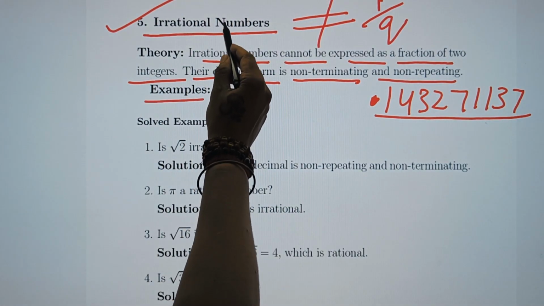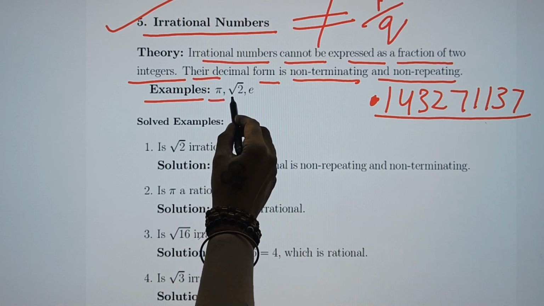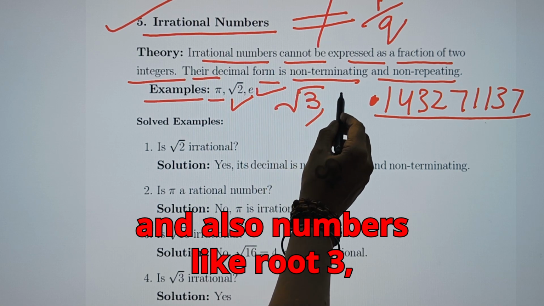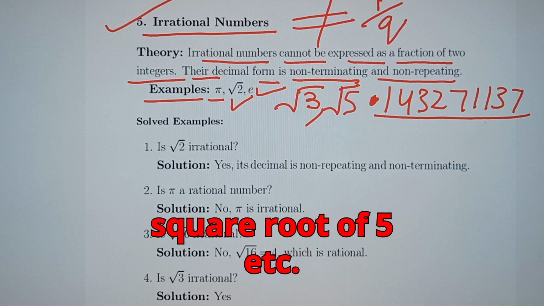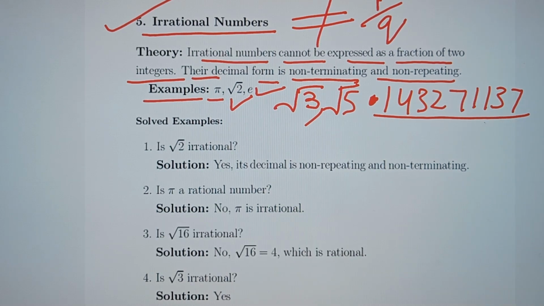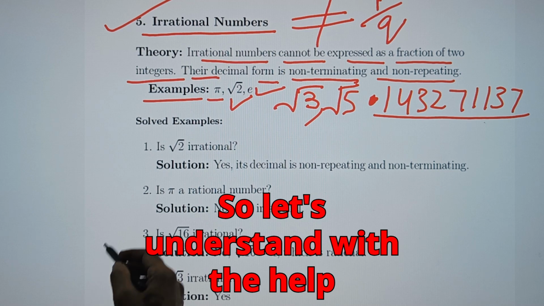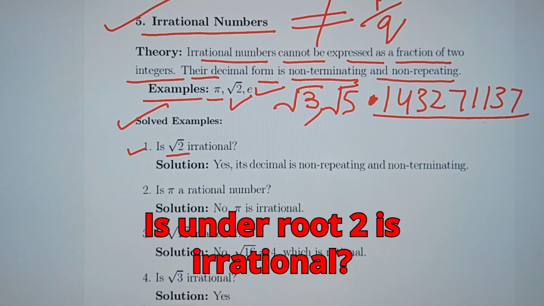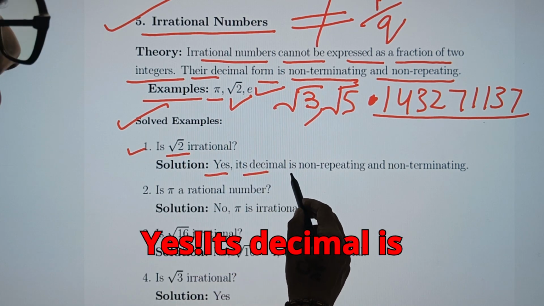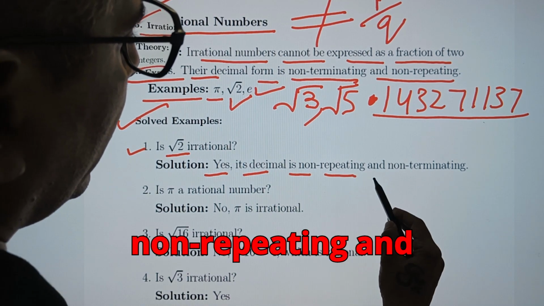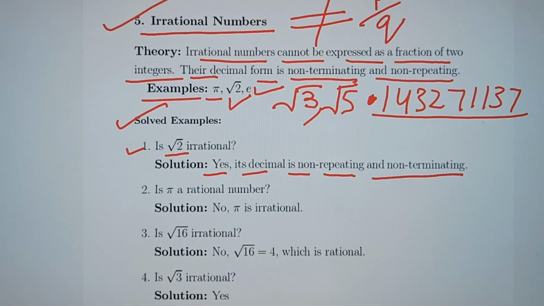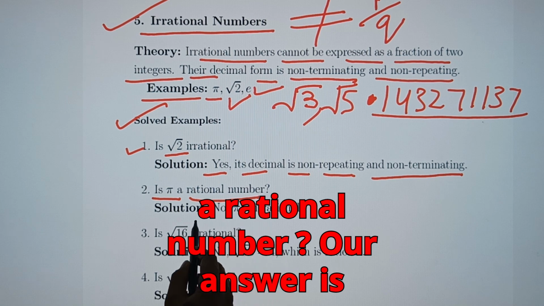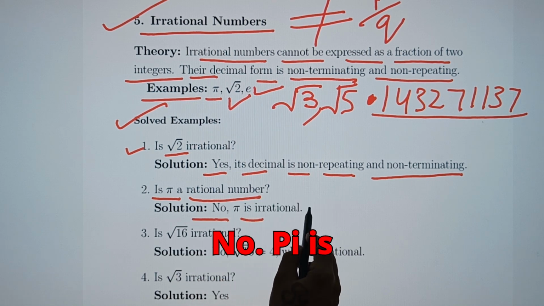Examples of irrational numbers are pi, square root of 2, e, and also numbers like root 3, square root of 5, etc. So let's understand with the help of our examples. Is under root 2 irrational? Yes, its decimal is non-repeating and non-terminating. Next question: is pi a rational number? Our answer is no. Pi is irrational.